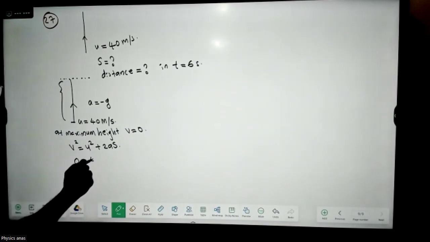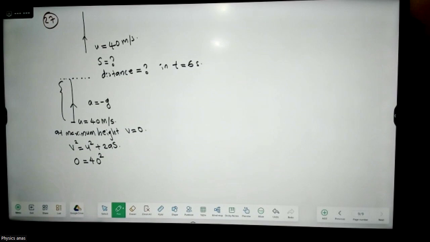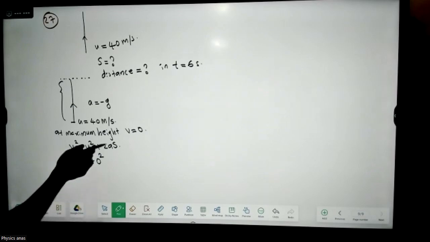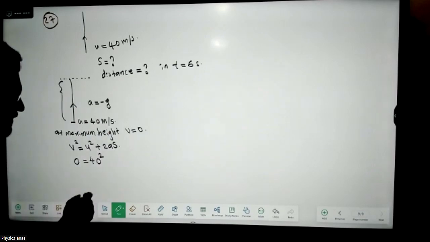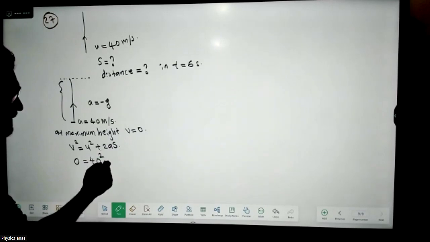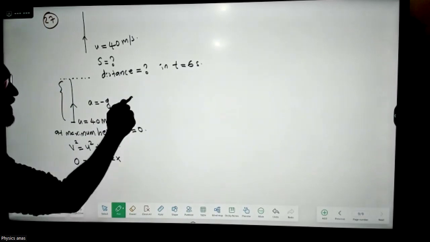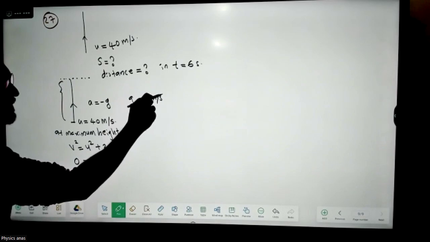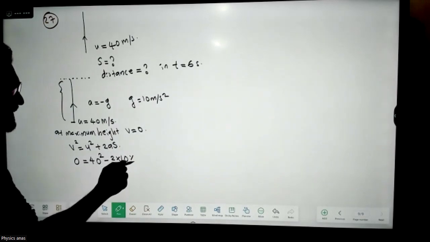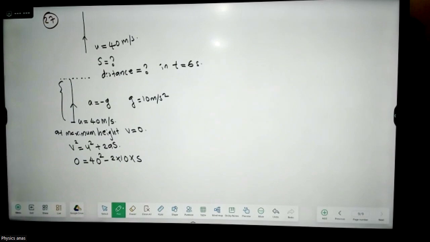U square is 40 square. That's 40 square. Then 40 square minus 2 into acceleration, where acceleration is g. G is 10 meter per second square. So that's 10 into s. You will get s from the equation.